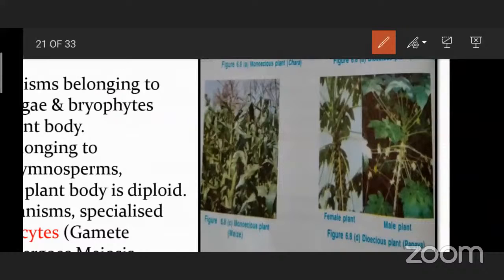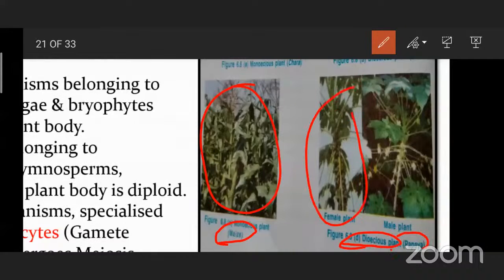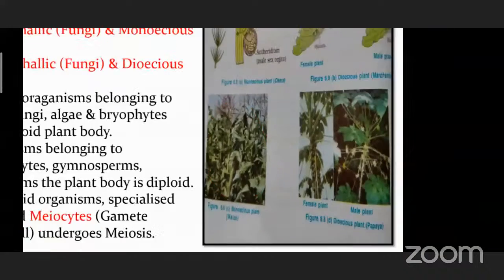Next, another example, monoecious: maize. See here, this is a maize plant. The male and female reproductive organs are on the same plant. Next, a dioecious plant, example, papaya. See here, this is a female plant. This is a male plant. This is the dioecious condition.